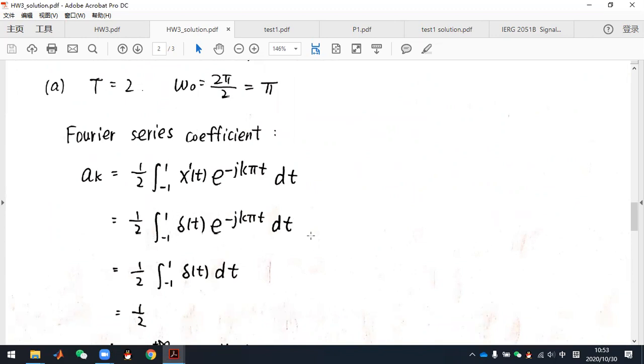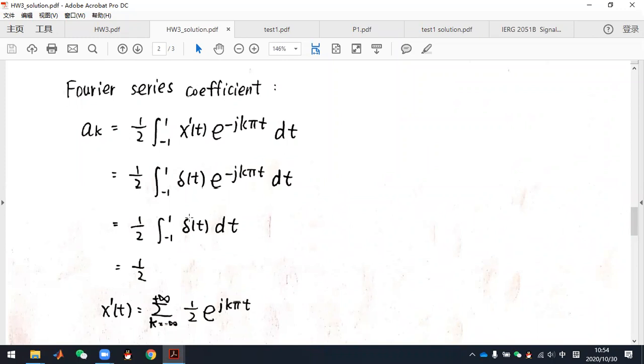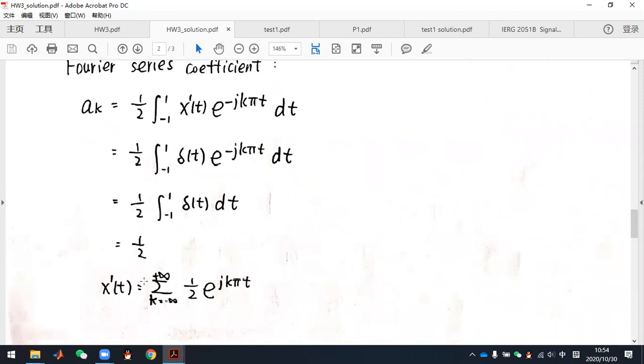Next we further calculate the result. We use the property of the impulse signal, and we see that when we substitute t is equal to 0 here, we arrive at this step, and then we calculate the integral of a delta function, which is equal to 1. The Fourier series coefficient is equal to 1/2 for all k. So the Fourier series expression of x prime of t is shown here.